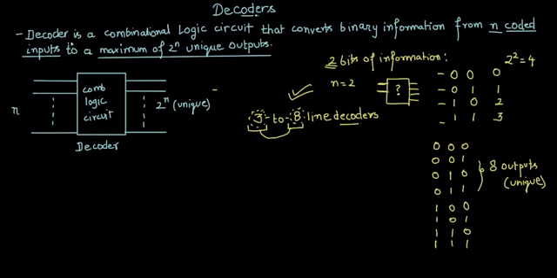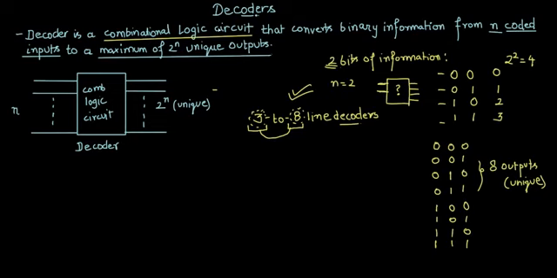So basically a decoder is a combinational logic circuit. You will have to focus on this very first point. A decoder is a combinational logic circuit, and we have already covered combinational logic circuits before. A decoder is a special one because it converts binary information from encoded inputs to a maximum of 2 raised to the power n unique outputs.